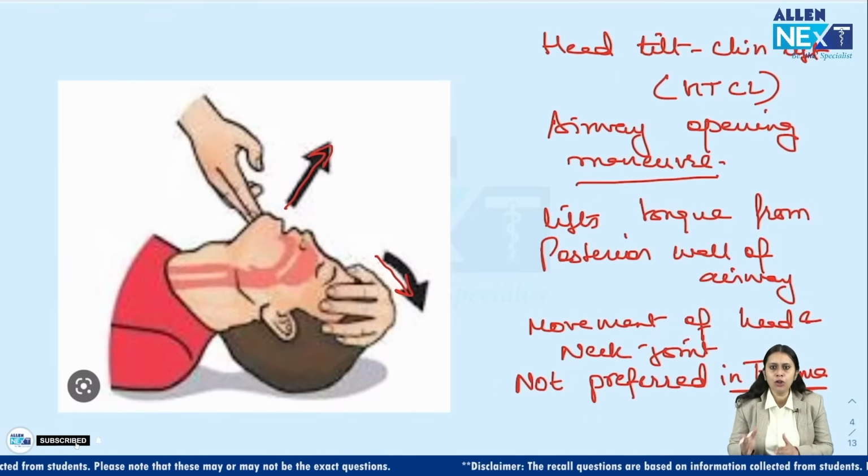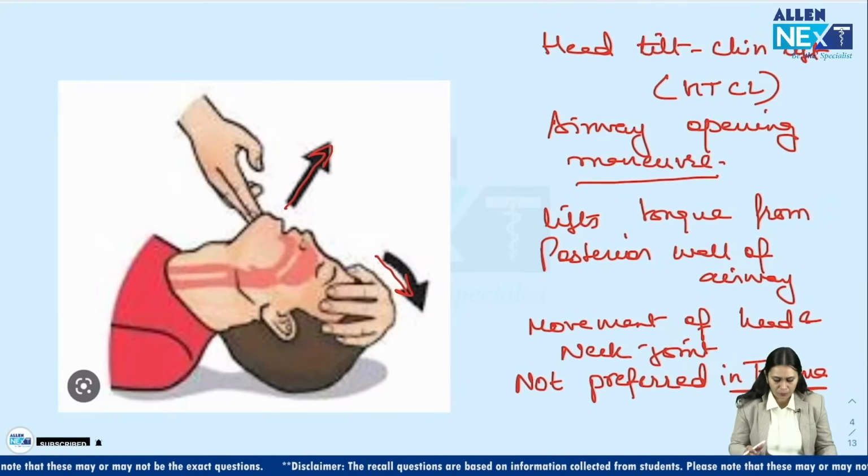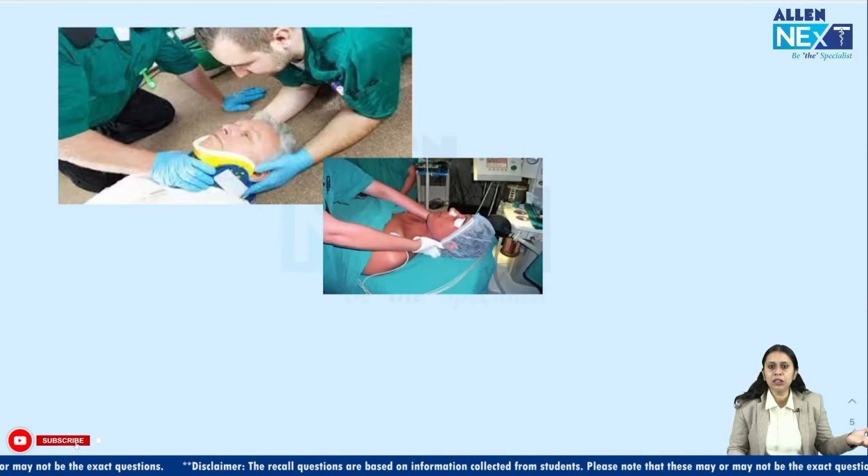So if a question is asked about a non-trauma patient, like a stroke patient or anything, which maneuver do we do to open the airway? The answer has to be head tilt chin lift. So for a non-trauma patient, head tilt chin lift, and for a trauma patient or a cervical spine instability patient, we have to go for jaw thrust. Got my point? Okay guys.